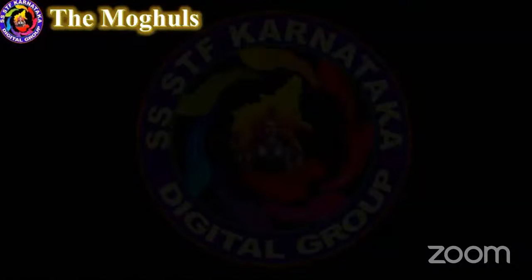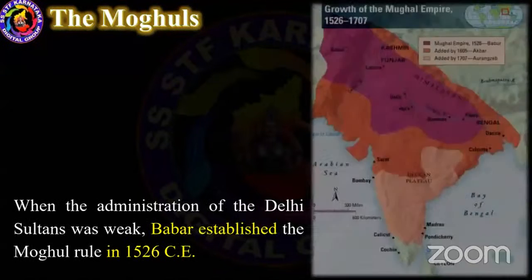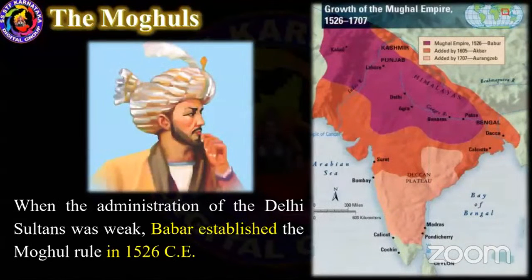Who laid the foundation of the Mughal dynasty in India? Babur. Babur laid the foundation of the Mughal dynasty in India. When the administration of the Delhi Sultan was weak, Babur established the Mughal rule in 1526 CE. It means in the Common Era.